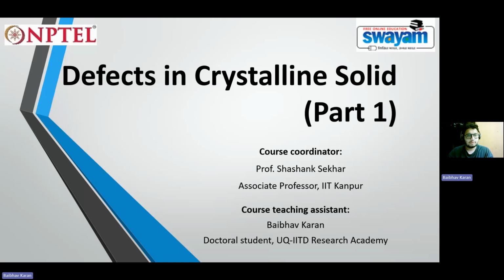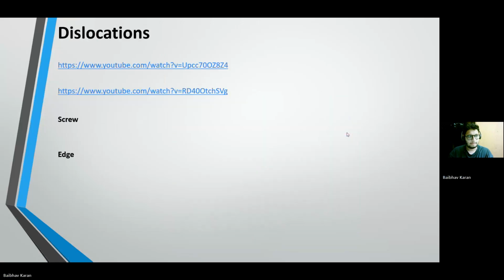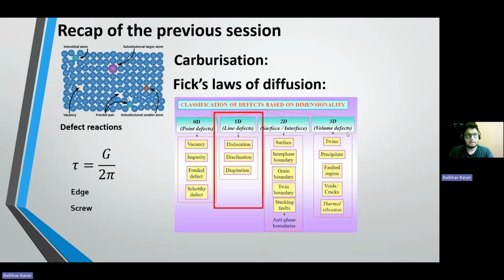Just to give you a brief idea of what we learned in the previous sessions: initially we started our course with the definition of crystallinity. What are crystalline solids? How are crystalline solids different from amorphous solids? Then we went into defects. What are the various types of defects? How are defects present in the material?